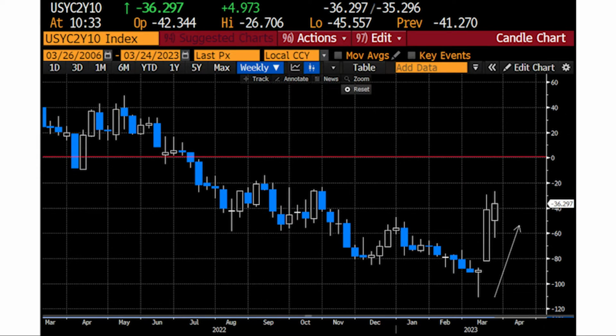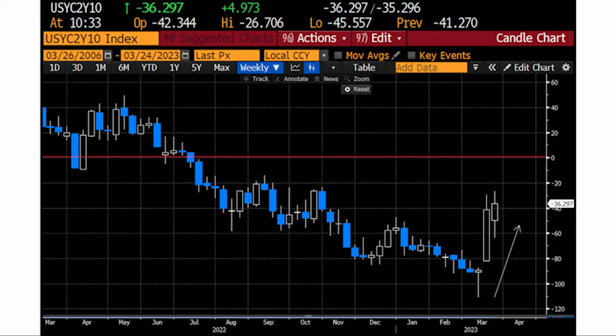So, number 2, what happens after a curve inverts? Well, it has to uninvert. And that is what is happening right now. We saw the 2s10s curve inverted up to 1%. That means negative 100 basis points of curve between 2s and 10s. Right now, that has come back down to only negative 40 basis points. So this is the re-steepening of the curve. And it's actually happening in a bull steepening way, meaning that all yields are falling while the curve is steepening in its shape.